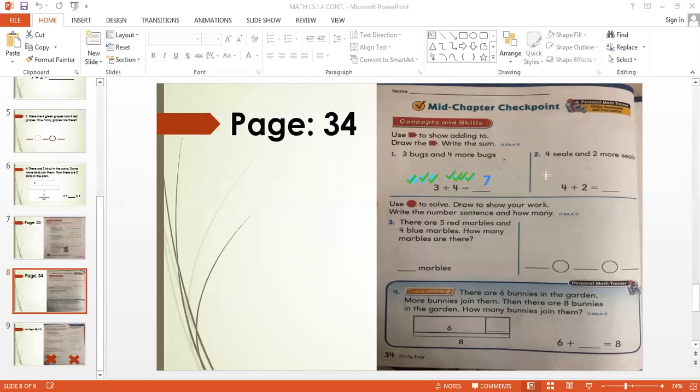Let's do it. 1, 2, 3, 4. And how many on the other side? 2. 1, 2. Now, let's do the counting. 1, 2, 3, 4, 5, 6. So what is 4 plus 2 equals 6. So your answer is 6.